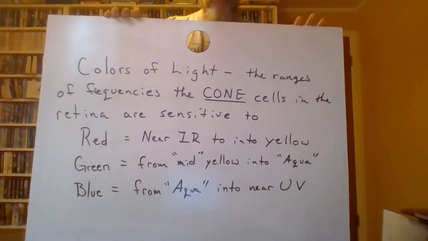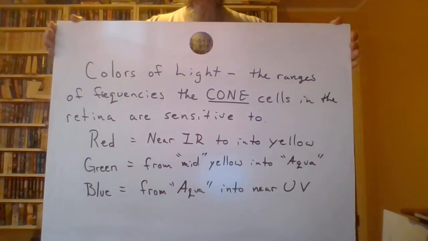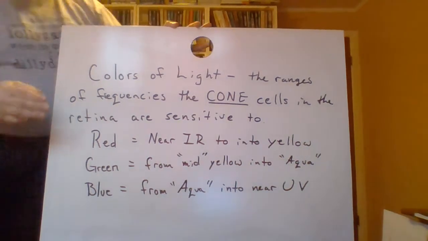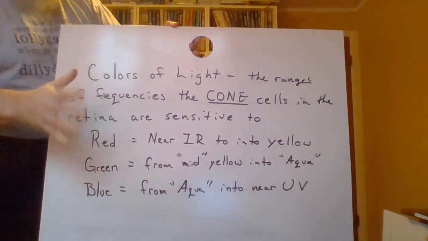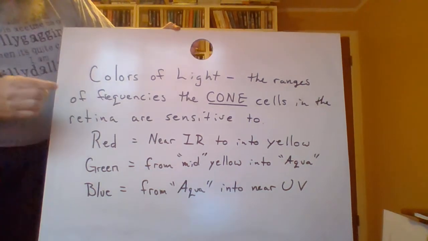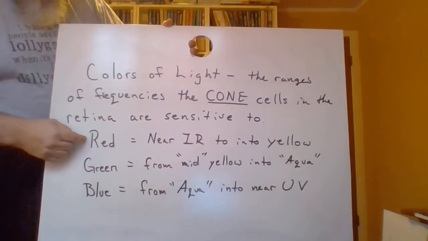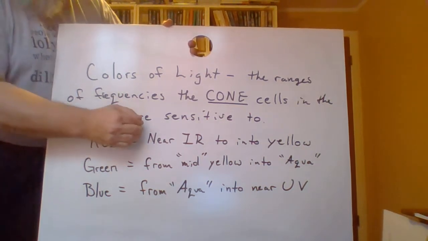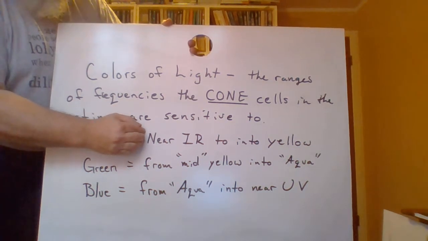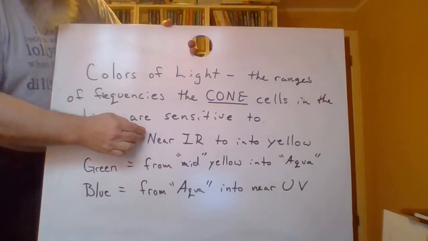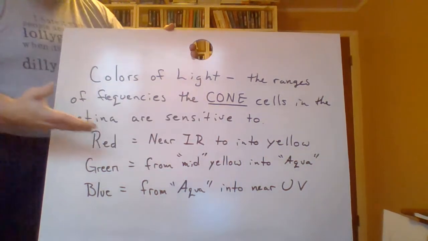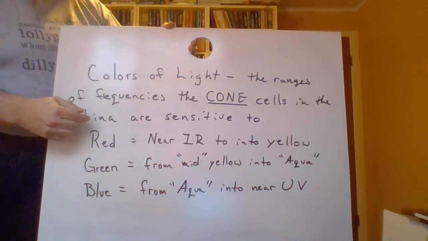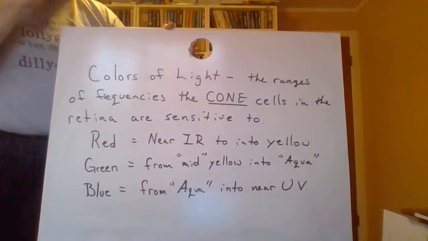Okay, colors of light. We see color because of the cone cells in our eye. We have only three types of cone cells. There are cone cells that are red sensitive, meaning they are sensitive to the range of wavelengths from the near infrared, the visible part of the last part, 440 terahertz, up into the yellow frequencies. So a red cone cell in your eye is one that's sensitive to this range of frequencies.